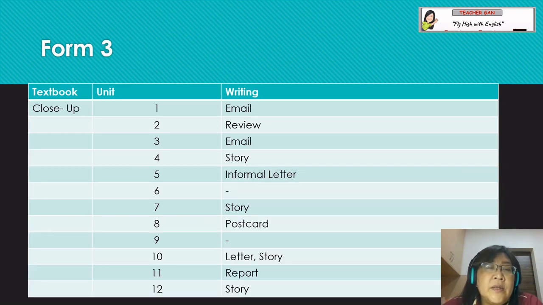And for Form 3, the textbook is closed up. We have Unit 1 to Unit 12. So Unit 1, the writing is email. Unit 2, review. Unit 3, email. Unit 4, story. Unit 5, informal letter. 6 is more on writing sentences. And 7, story. 8, postcard. And 9 also is more on sentence structures. And 10 will be letter or story. And 11 will be report. And 12 will be story.